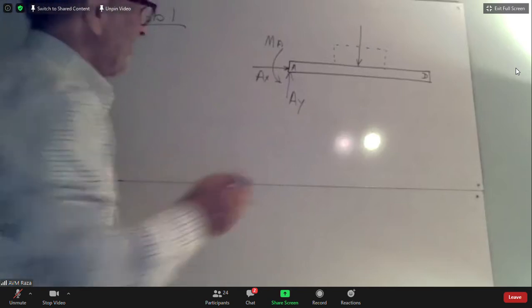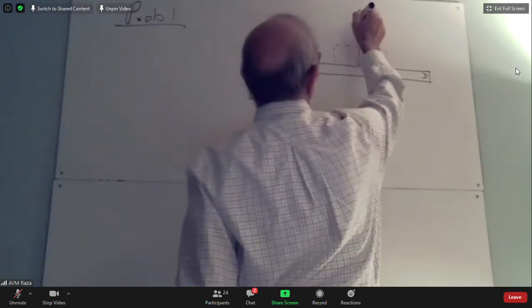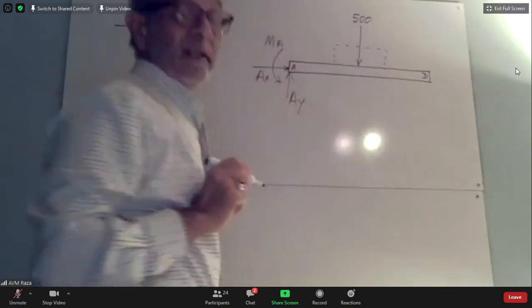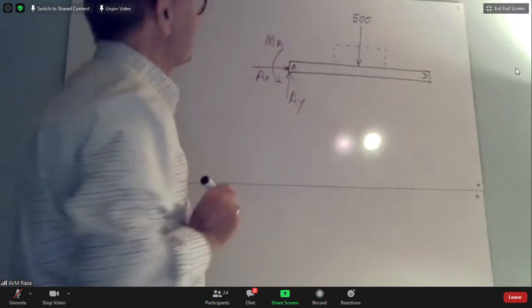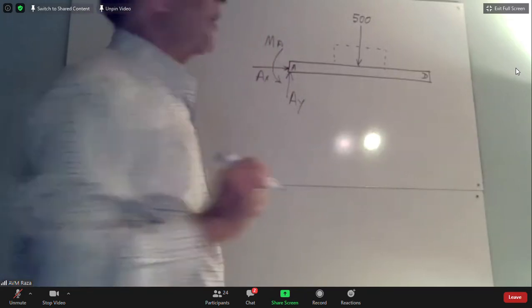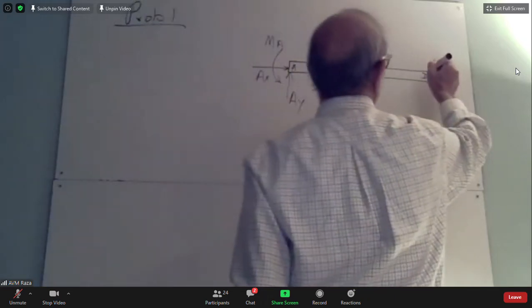What will be the value of this force? 500, thank you, because it is 100 per meter and then 5 meters. So this is 500 newtons. And then I got a force of 100 newtons at the other end there.